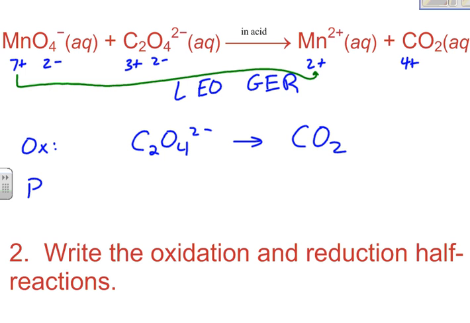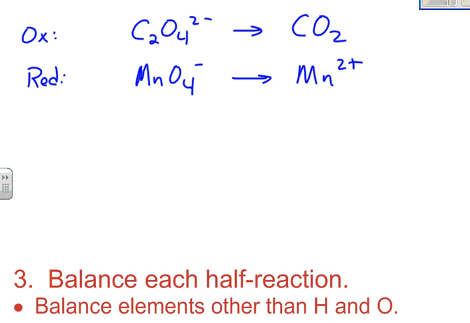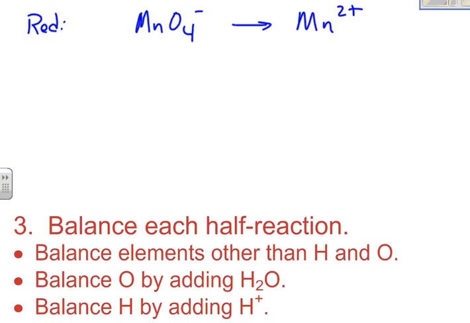And our reduction reaction, our part that gained electrons, is the MnO4 minus going to Mn2 plus. All right, so there's our oxidation and our reduction half reactions. Now that we have the two half reactions, we're going to balance each one of these. Now I'm going to start with the reduction half reaction, since it's underneath here.